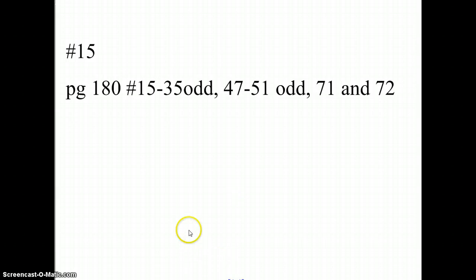Okay, so go ahead and work on these problems, and you have the rest of the period to work on these. This will be due next Friday.